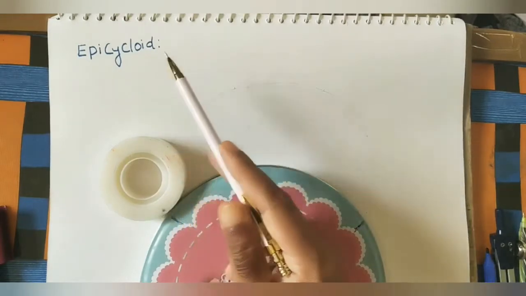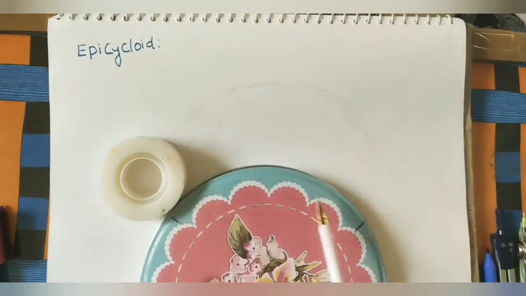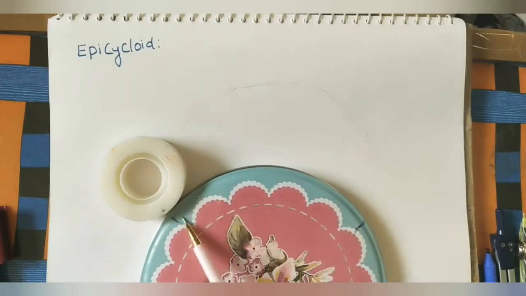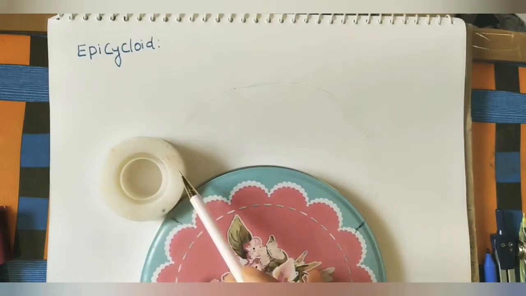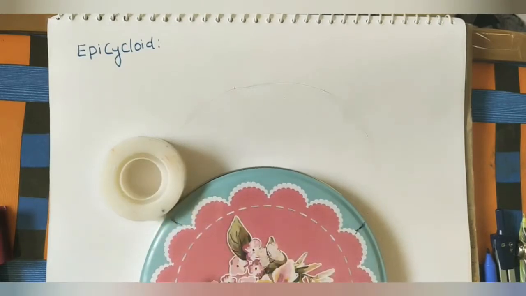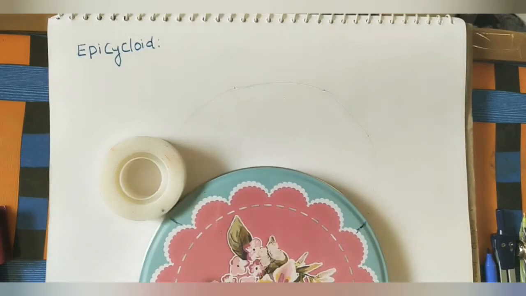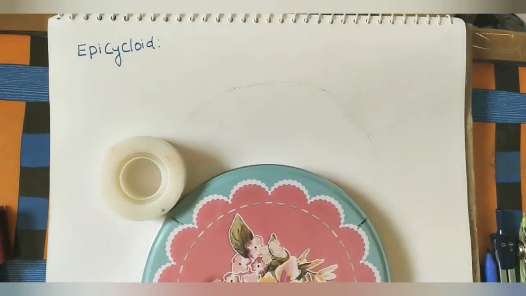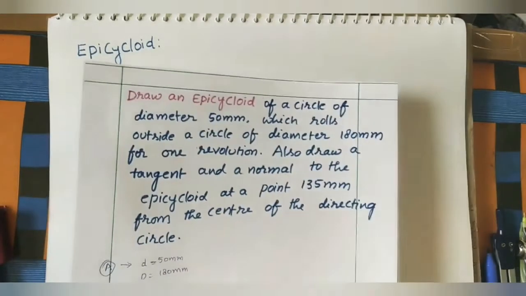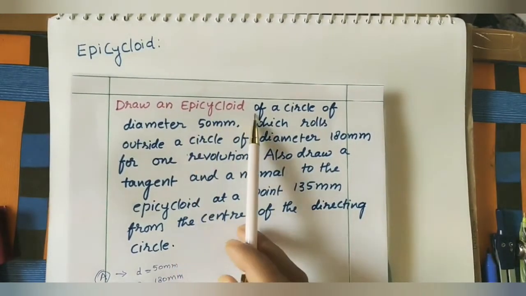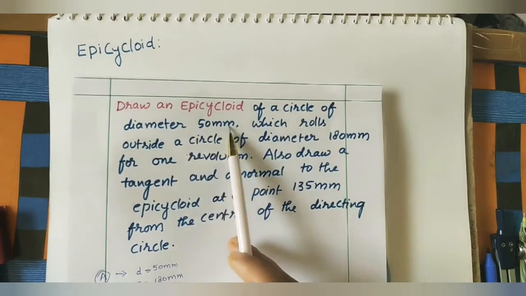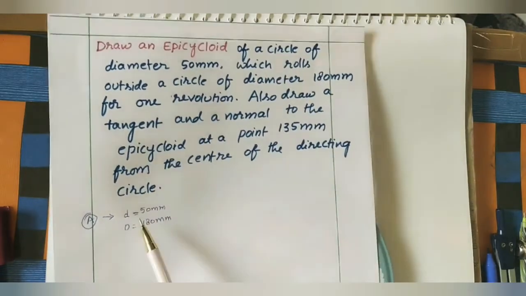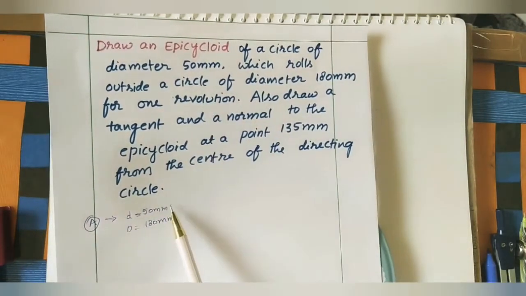For doing this epicycloid, we need this curved diameter. For any curve, we are taking either radius or diameter for marking this curve. We need one bigger diameter, one smaller diameter for the small circle. Okay, so we need two parameters for doing this epicycloid. Let us take the textbook question for doing this. Here, draw an epicycloid of a circle of diameter 50 mm. Okay, smaller circle diameter here I have marked, it is 50 mm, that is 5 cm.